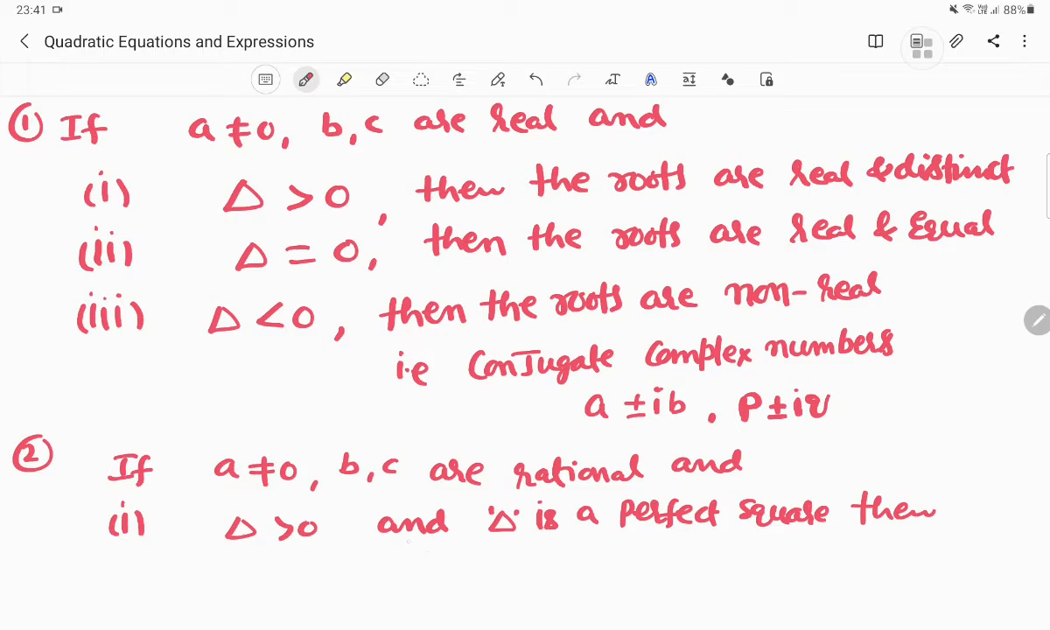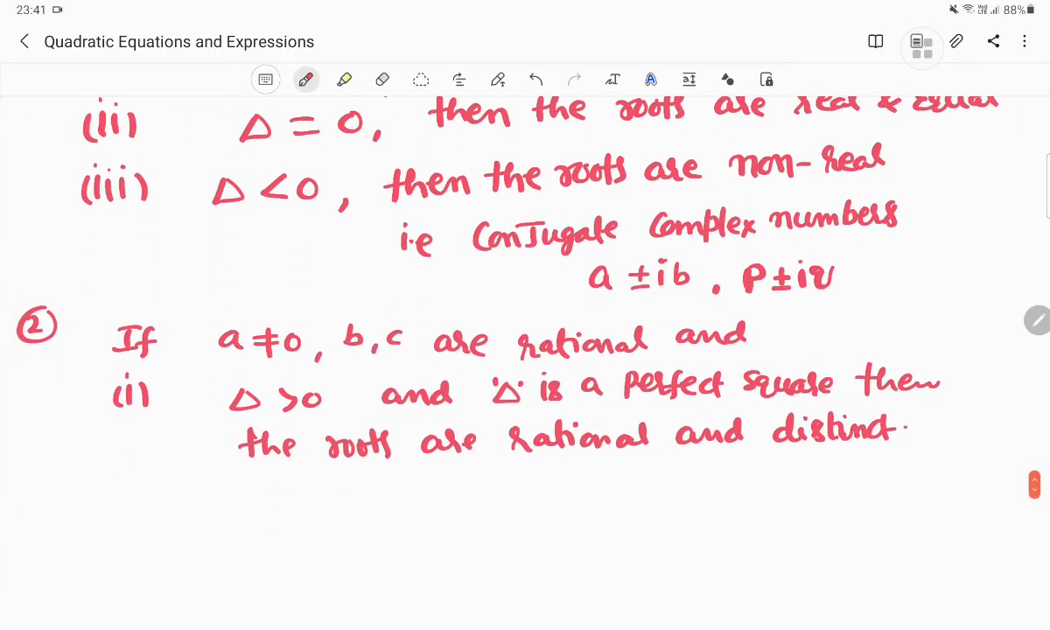Then the roots are rational and distinct. Here, for delta greater than 0, two cases are there: one is perfect square, one is not a perfect square. Delta greater than 0 and delta is not a perfect square.